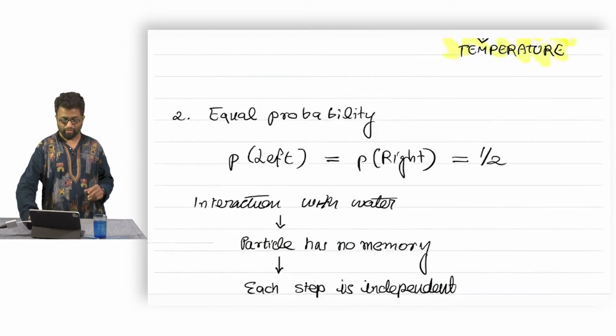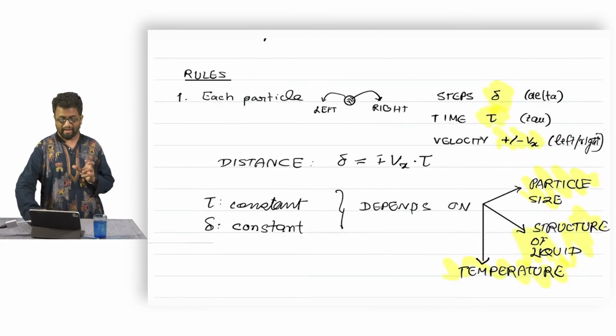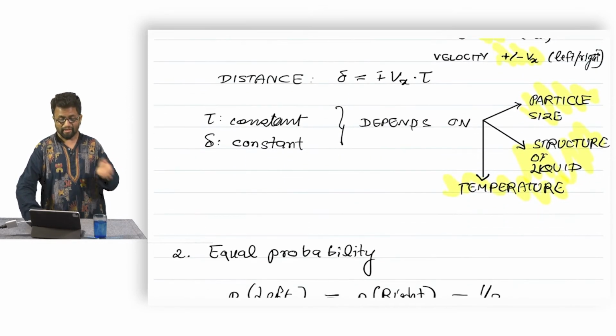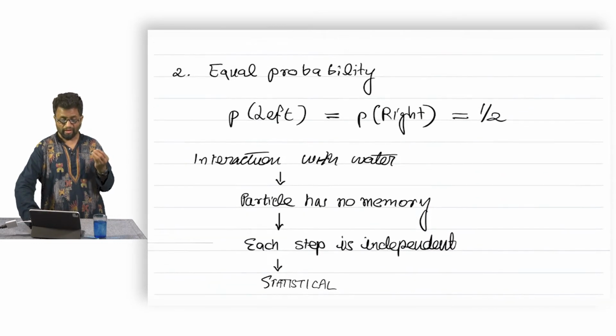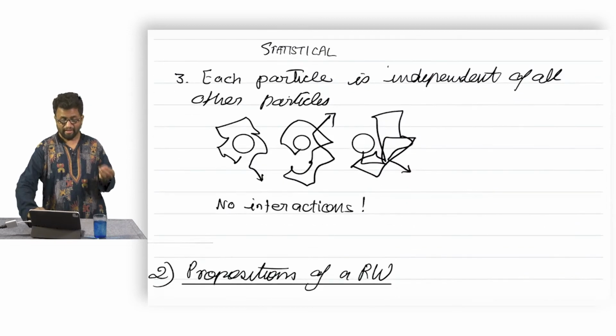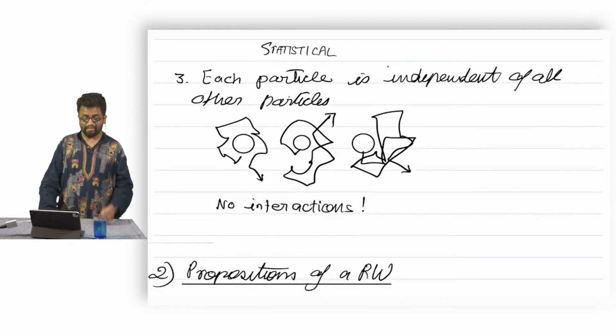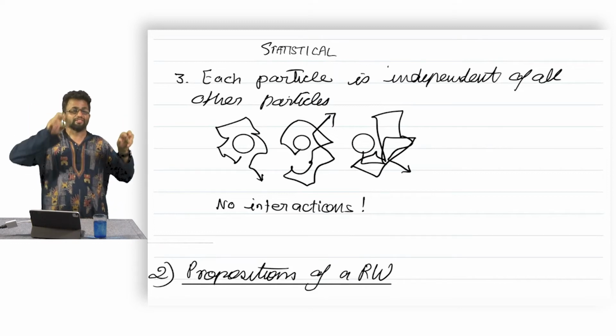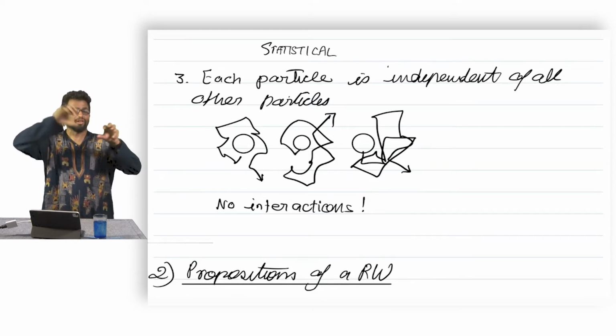So, the first 2 laws are: each particle has the ability to step left or right by a step delta in time tau with a velocity Vx, leading to delta is equal to plus or minus Vx into tau. The second rule is that there is an equal probability of left and right, and the third rule is that each particle is independent of all other particles, meaning that when a particle is moving here, it does not influence the motion of a particle nearby or even further away.